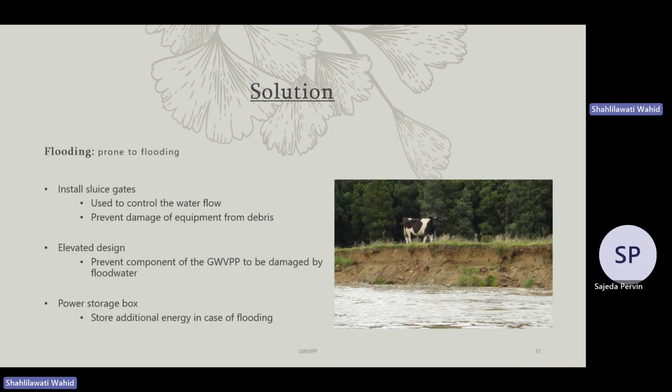And for the last problem, flooding. As I said, this area is prone to flooding. Sluice gates will be installed to control the water flow and prevent damage to equipment from unwanted trash. And it will have an elevated design to protect the major components of the power plant from getting damaged by the flood water. And also lastly, we have an additional power storage box, just in case the first one gets damaged from flooding.